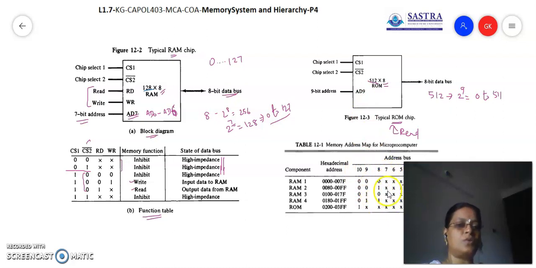If you go through this diagram, I think it will be clear. The address range has also been given, just as an example of how the memory is going to be used. This completes the discussion of the memory system.